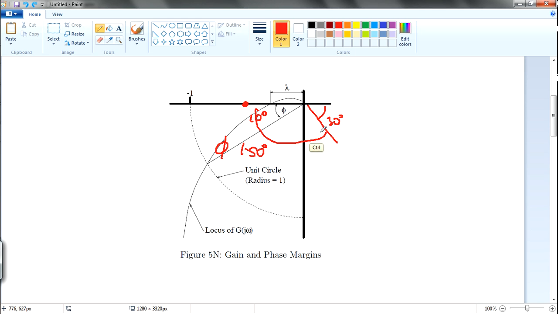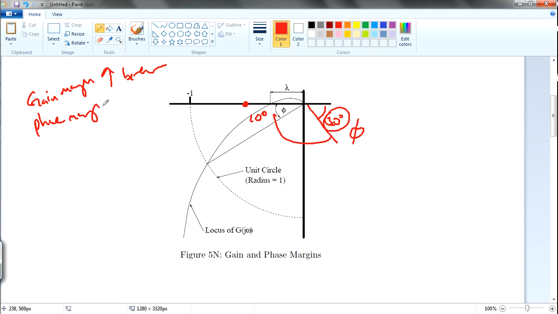So in this case, let me ask you a question: which phi angle will be more stable? Is this phi angle more stable or this phi angle more stable? Actually, in fact, it's this one. This is more stable, because you're further away; your phi angle is larger. Okay, so from here you can conclude: higher gain margin is better.